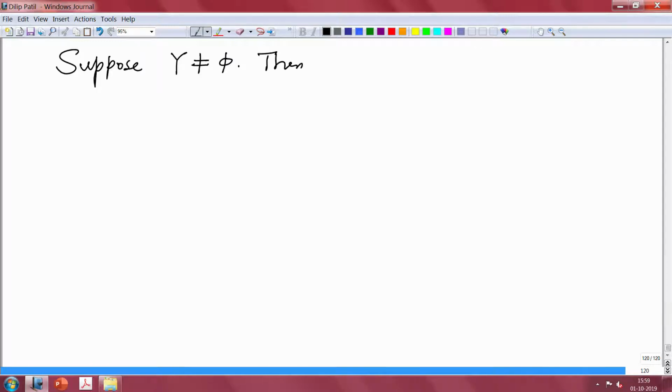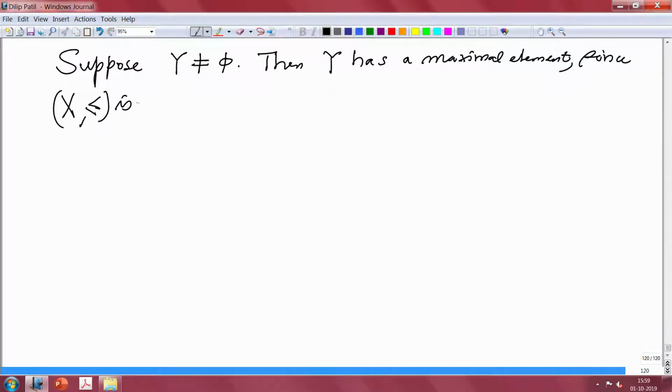Then Y has a maximal element, since X is Noetherian. That means, let us call x in Y a maximal element. Then let us apply the definition of Y. Y is in X means, so I will show you the definition of Y.